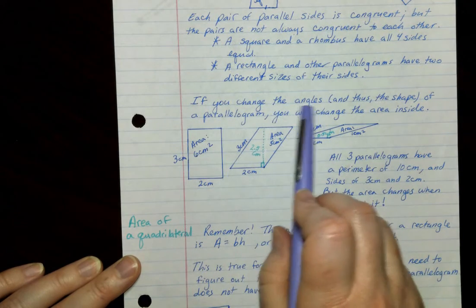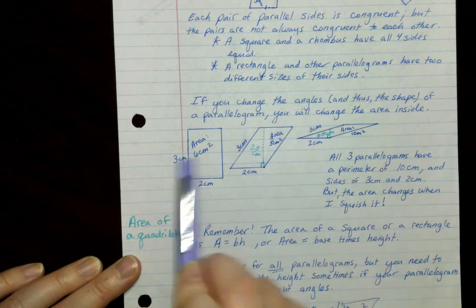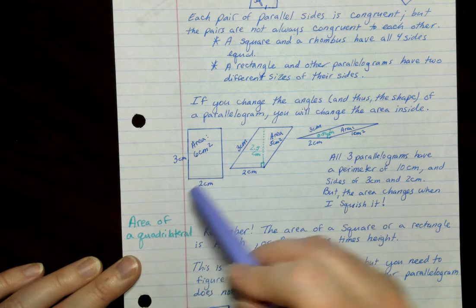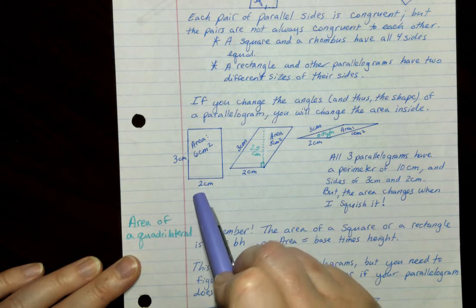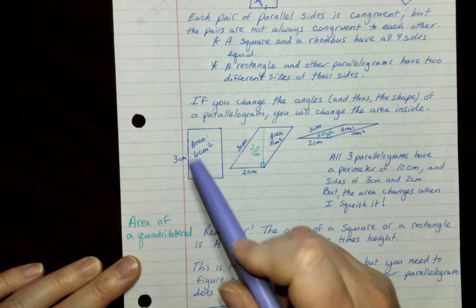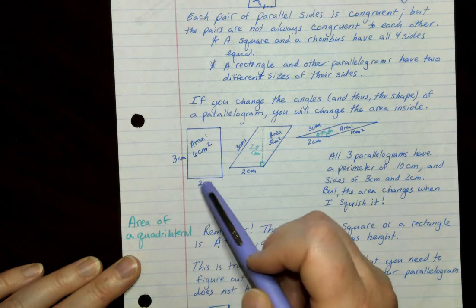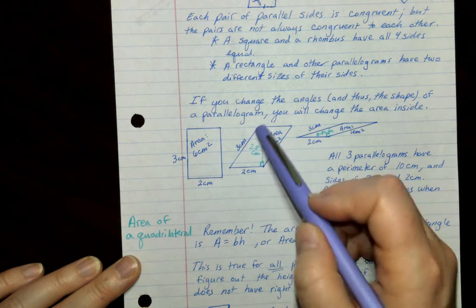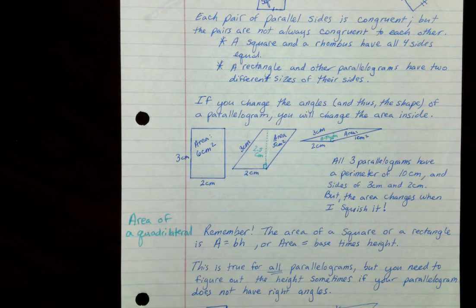So if you change the angles and thus the shape of a parallelogram, you will change the area inside. So I started out with perfect 90-degree angles, and I made a rectangle parallelogram with 3 centimeter and 2 centimeter sides. My area is length times width, 3 times 2 equals 6 centimeters squared. Then I drew it kind of slanted sideways. I used a ruler to make sure it actually was the sizes I was claiming.